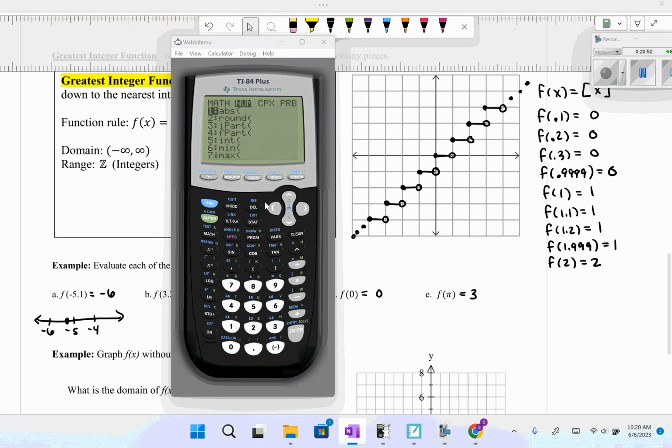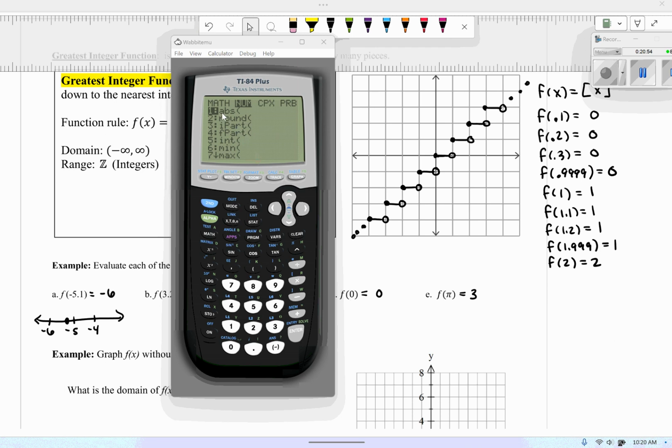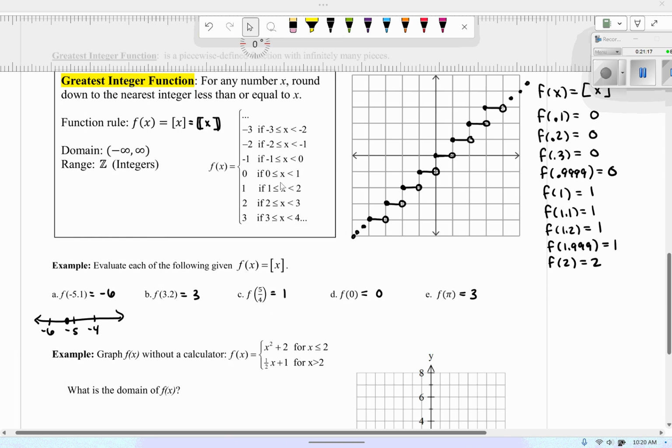So even if we were to go to the graph, just to show you on the graph. So if we go to the graph of this, math number 5 of x, it looks like kind of steps. But again, it doesn't show you where the open and close part of the circle is. You have to know that on your own.